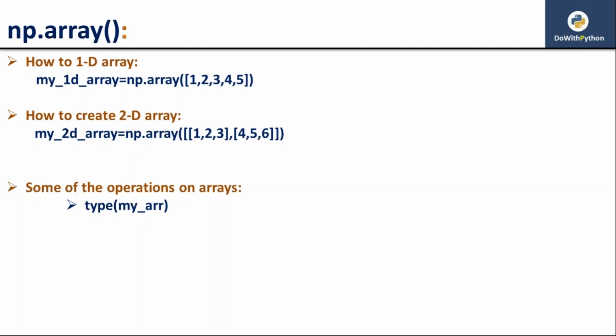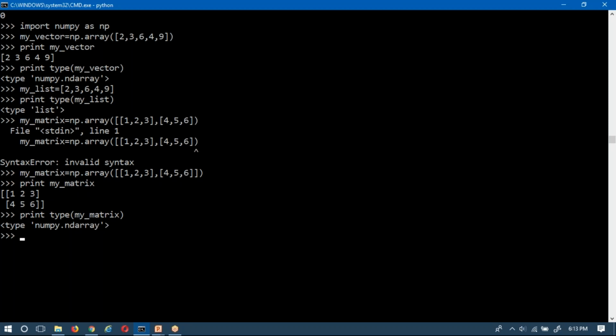Then second thing is ndim. After creating your array, if you want to know the dimension of your array, if I print my vector, this is your vector. To know its dimension, the operation is simply dot ndim, that is one dimension. Same way you can print the dimension for your matrix with dot ndim, then two dimensions.